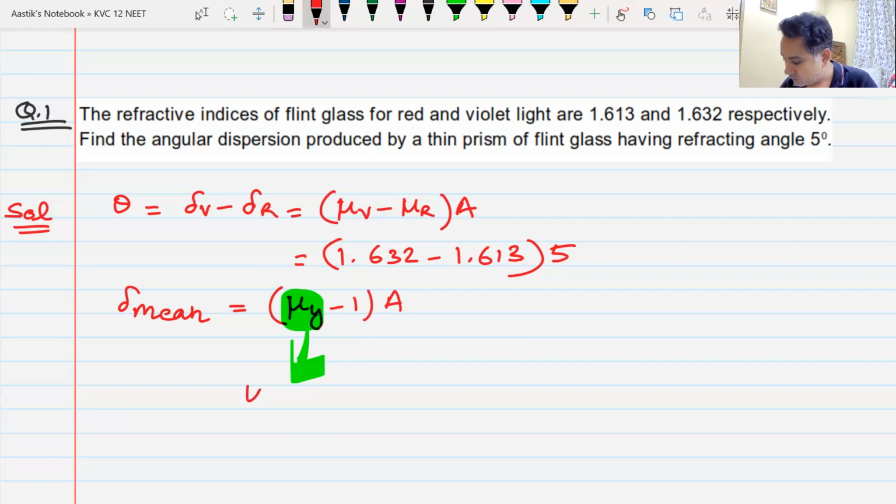Mu v plus mu r by 2. How did you know this, beta? You have studied it before? Yes, sir. Good. Well done. If you studied it before, that is great. I'm really impressed. So if you don't know mu y, yellow, you find (mu v plus mu r) by 2. Do you understand this? That is how you calculate the mean deviation.